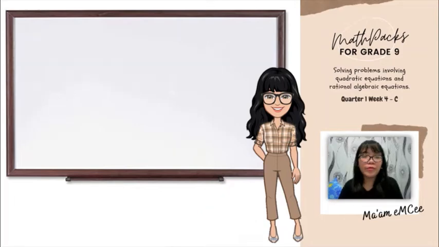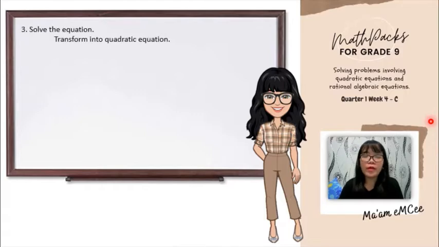Now we move on to the third step of our problem. So solve the equation. Now we already have here the equation 60 over x plus 40 over x plus 15 is equal to 2. And this equation is a rational algebraic expression, or equation rather. So we need to transform this into quadratic equation. And the first step in transforming this one into quadratic equation is to multiply both sides of the equation by the LCD, or the least common denominator.